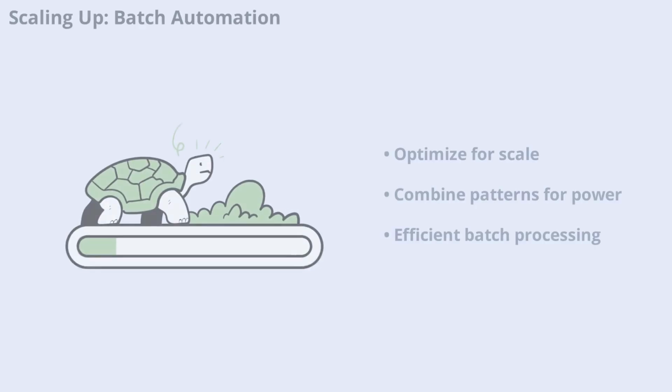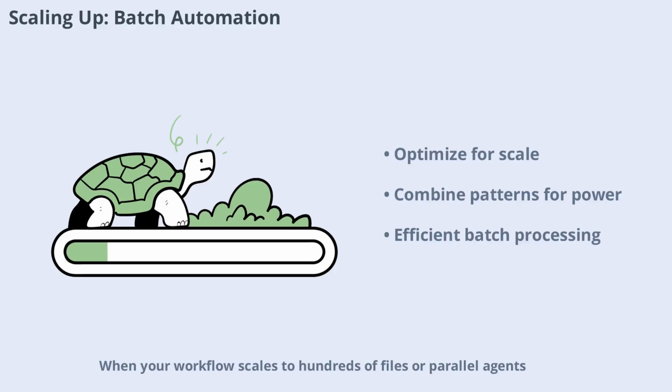When your workflow scales to hundreds of files or parallel agents, small optimizations make a big difference. Using the bare flag with the Agent SDK can cut batch processing time by up to 10x. Combine this with hooks, loops, and context isolation, and you have a scalable, efficient, and reliable automation pipeline that grows with your needs.